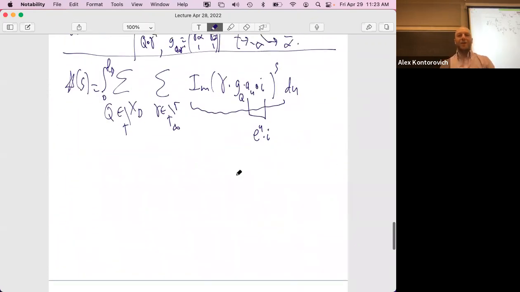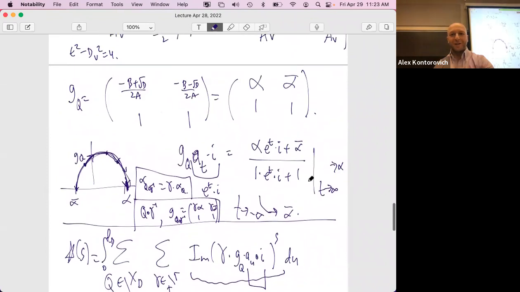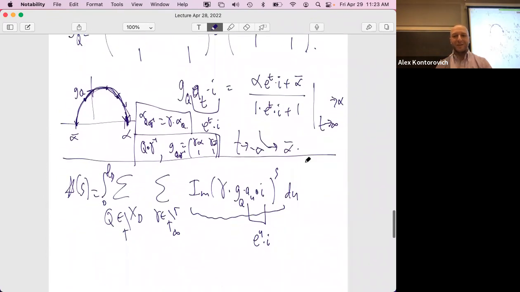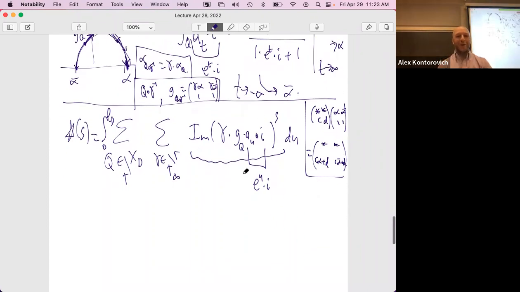So I need to work out somewhere off to the side. Fine, I'll do it here. If I have gamma, which is some CD times G, which is alpha, alpha bar, 1, 1, what is its bottom row? Yeah, C alpha plus D, and C alpha bar plus D. So in fact, this whole imaginary part is equal to the original imaginary part, which is just e to the u.